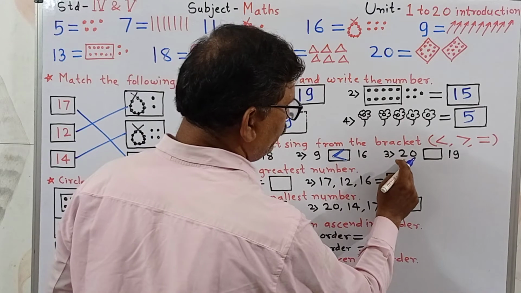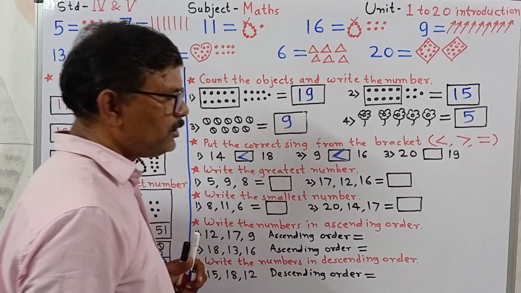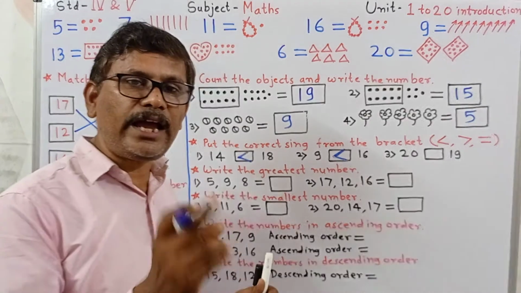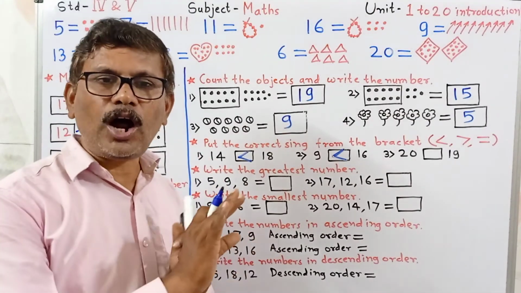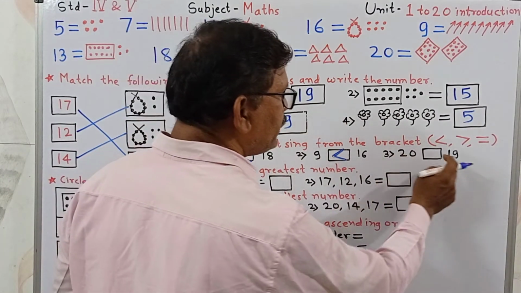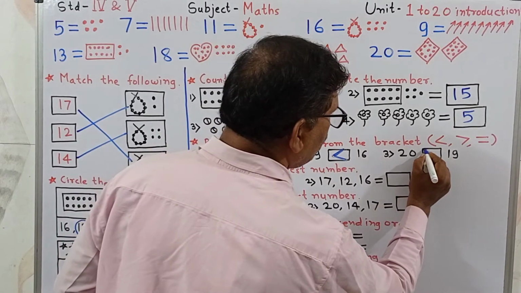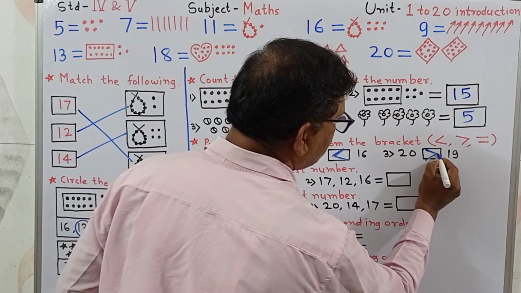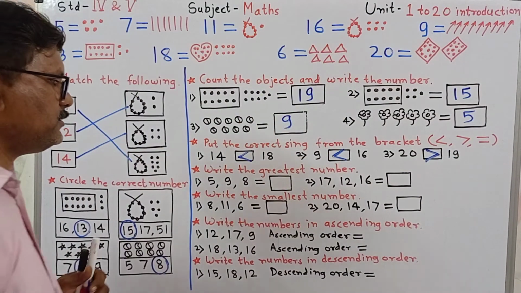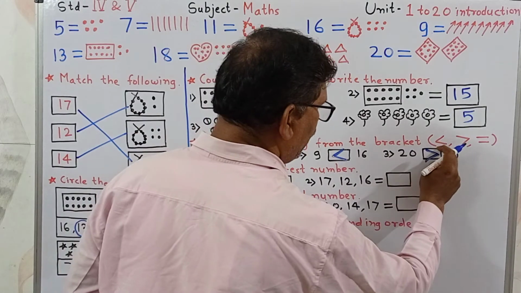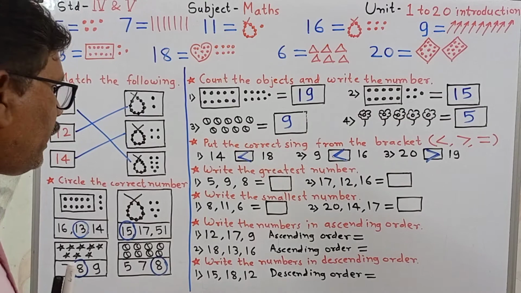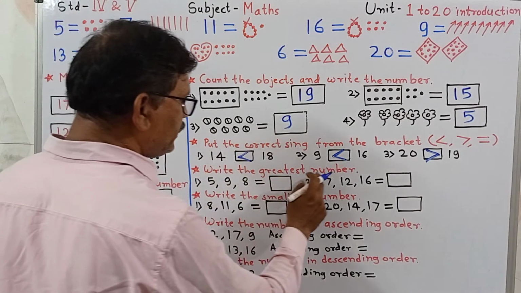Third one, 20 and 19. 20 means 2 tens and 19 means 1 ten 9 units. 19 means not 2 tens. It is less than 2 tens. So 20 is greater than 19. So here we write the sign greater than. This is smaller than, this is greater than, and this is equal to.